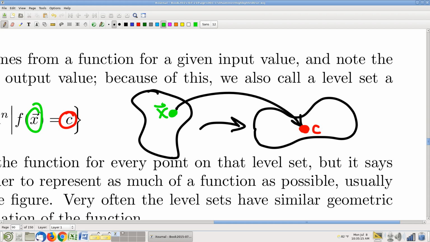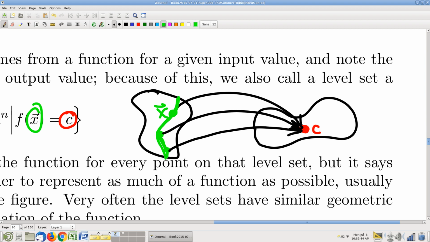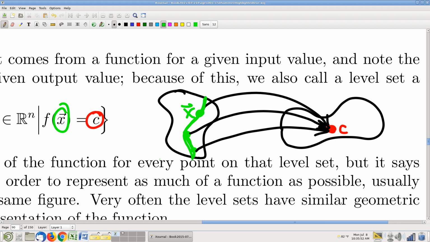We've talked about image before. It just means outputs. The pre-image is kind of the opposite of that, but we have to factor in a different consideration: there may be other points over here that also, when you plug them into the function, land on the same c. In fact, it might not be just a finite list of points. It could be an entire curve or an entire surface. There could be a lot of points, all of which, for this particular function, land on c.